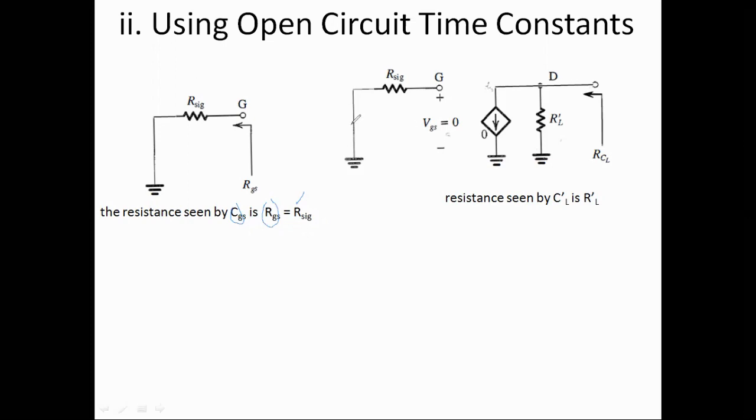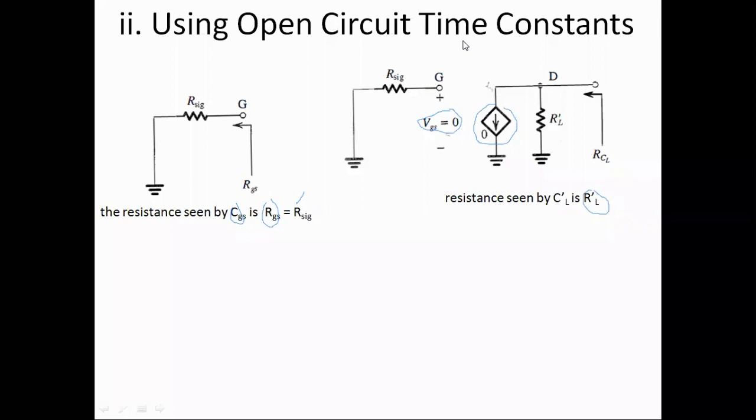We should make Vc equal to 0. Once we make Vc equal to 0, VGS is also 0. If VGS equal to 0, the current source is also 0. If the current source is 0, the resistance seen by the CL is RL dash. RL dash is nothing but R0 parallel to RL.